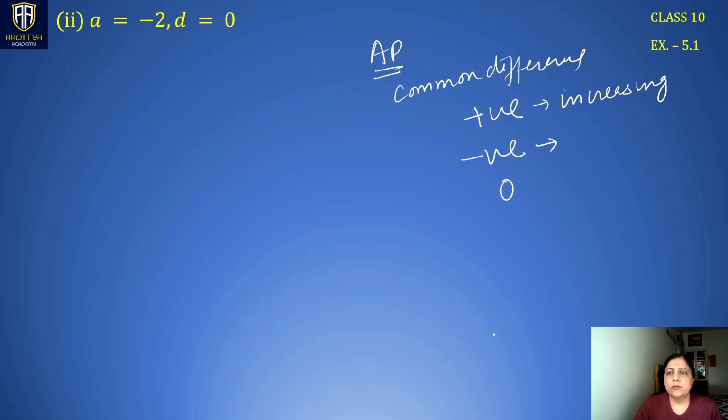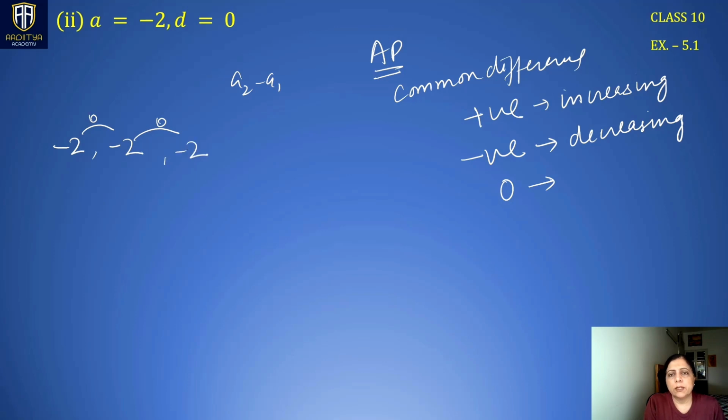And if the common difference is negative, negative means we are getting a negative number on subtracting A1 from A2, that means it is a decreasing sequence. The values of terms are decreasing. And when we have 0, it says the common difference can be positive, can be negative, can be 0. That means if the common difference is 0, then 0 added to the existing term will give us that number only. Like if I say it is -2, add 0 to it, it will become -2. Again add 0 to it, it will become -2.